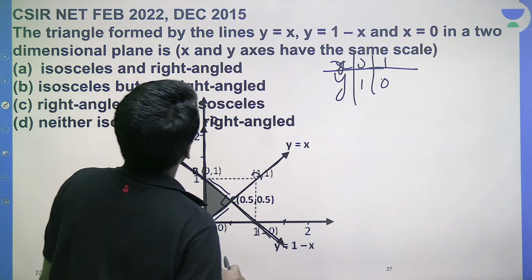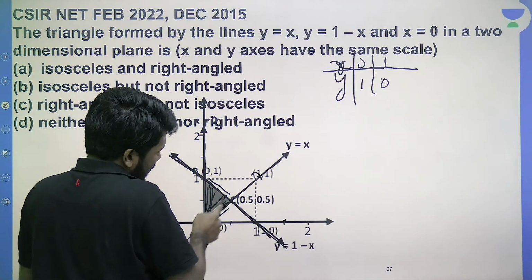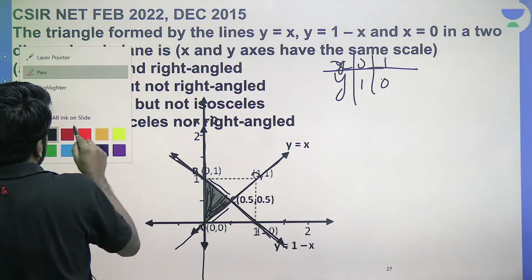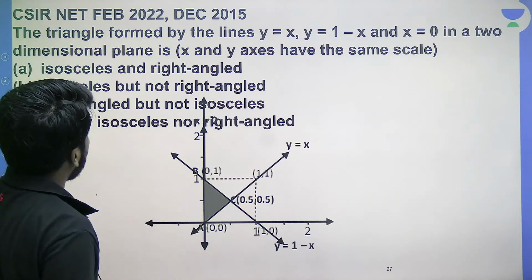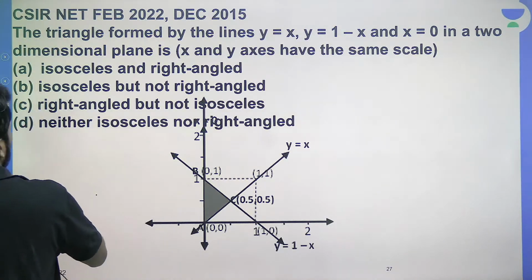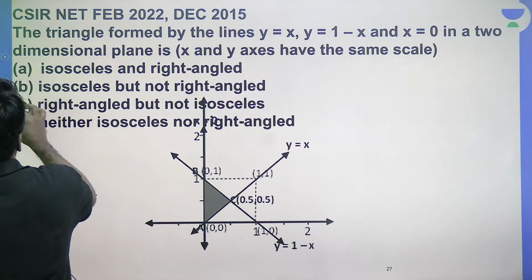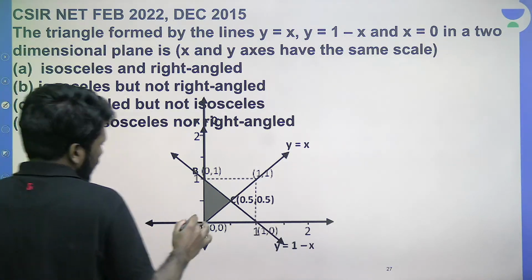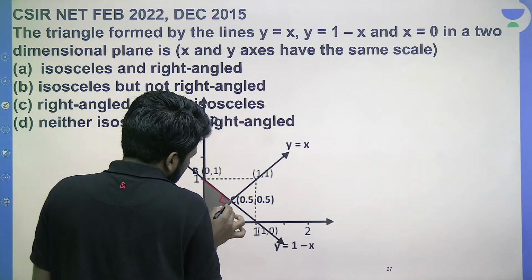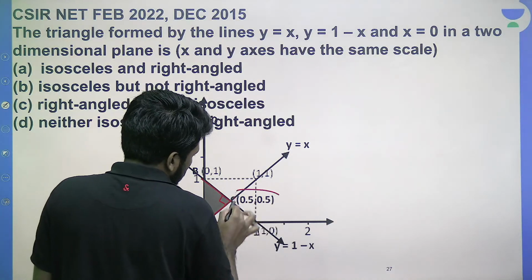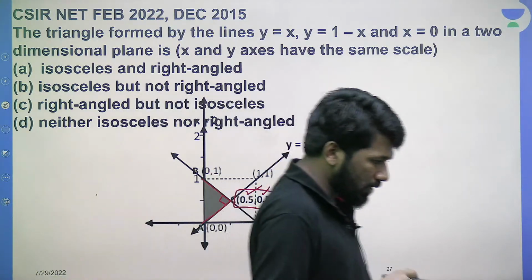So question is asking triangle formed by these three lines. That is this region. Na? That triangle कौन सा triangle है? Options भी use कर सकता है. Isosceles, right angled, and isosceles, right angle. That are the two things you need to check. Clearly a right triangle है. Clearly a isosceles है क्योंकि ये distance और ये distance same होगा. To be precise, that distance will be 0.5, 0.5. I hope all of you understood this.